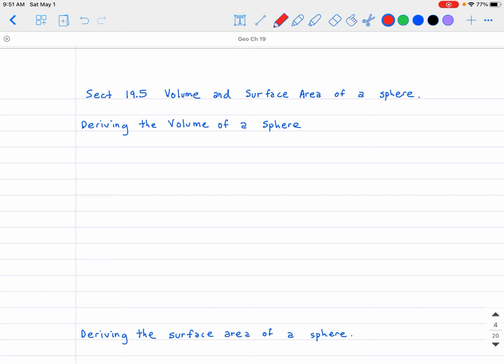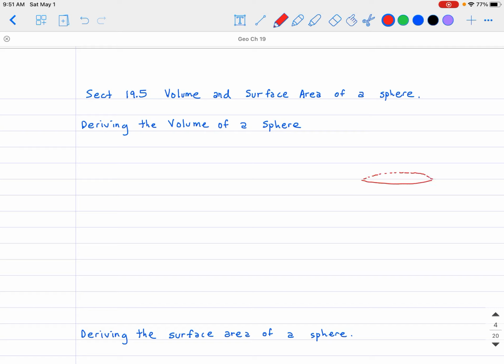Today we will be looking at the volume and surface area of a sphere. Basically a three-dimensional circle in this case. The first thing I'm going to do is derive what the volume of a sphere actually looks like. But in order to do that, let's go ahead and draw one out first. We'll draw it on the side so you can see how that works out.